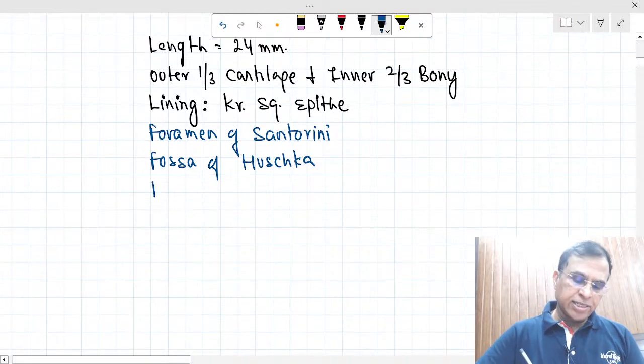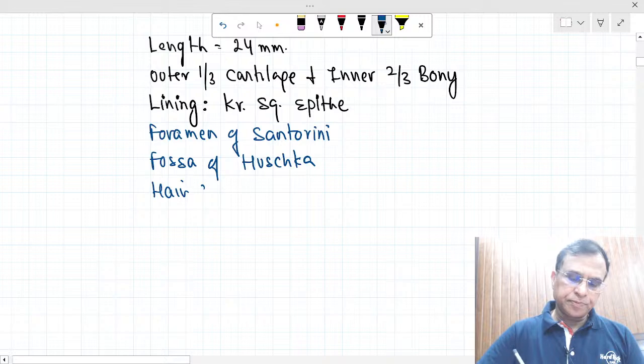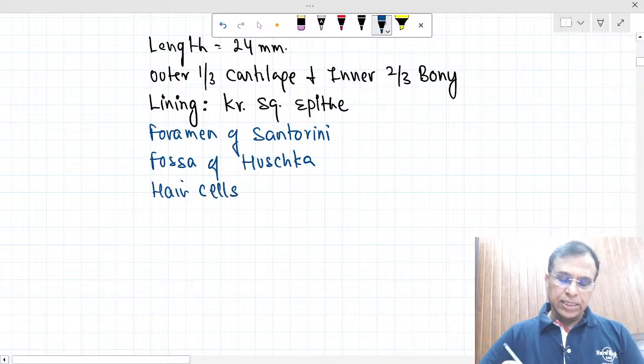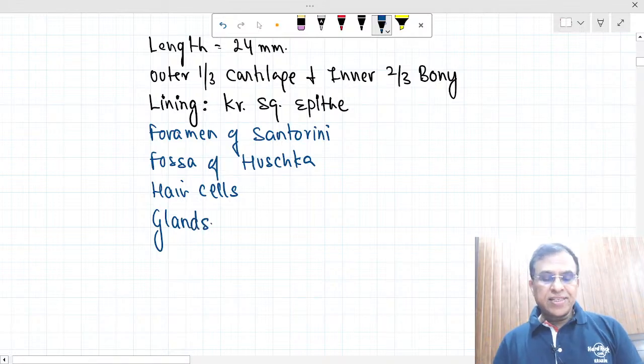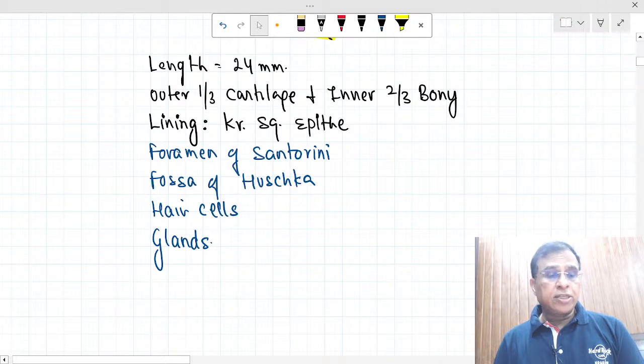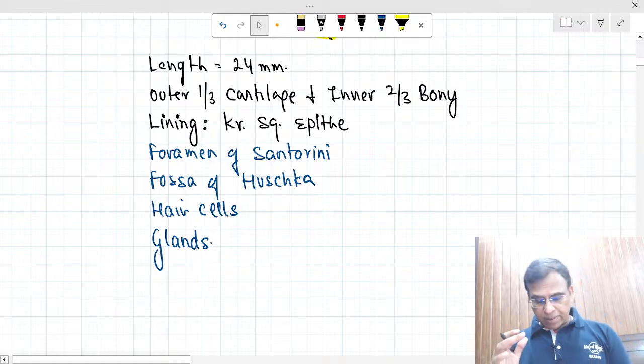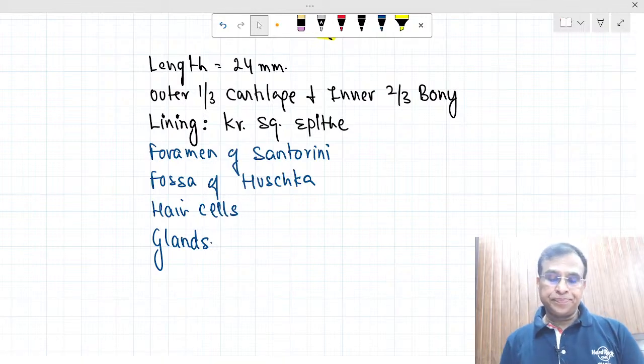Then there are hair cells in the canal, and there are a few glands in the canal. So as far as the external auditory canal is concerned, these are the names that you should be aware of. Okay.